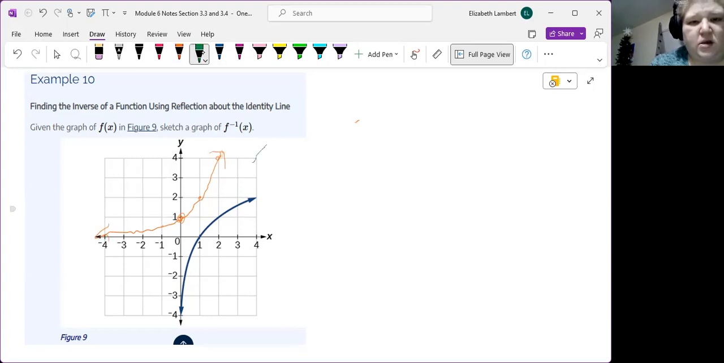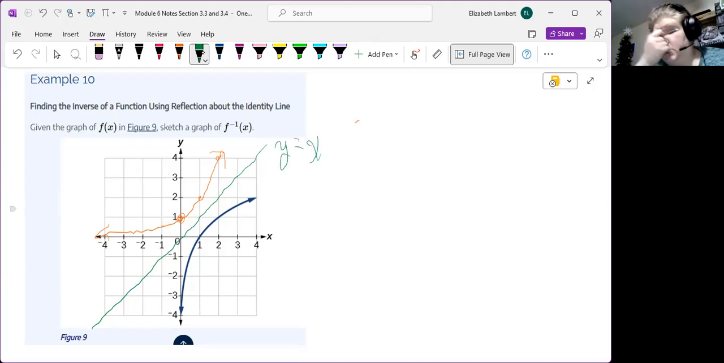So if I look, there is our y equals x line. And there is my shaky drawing of the inverse. But you can see the point by point flip back and forth.